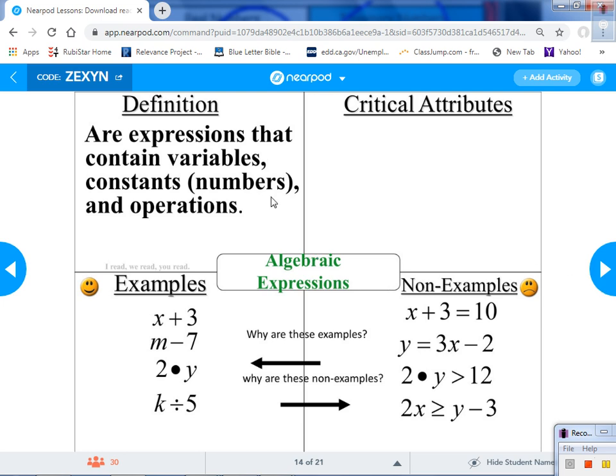So, somewhere in your definition, it should have expressions with variables, numbers, and operations. Something that's simple. That's fine. And at least one example for the examples, one for the non-examples, and a hashtag. All right? All right, let's move on.